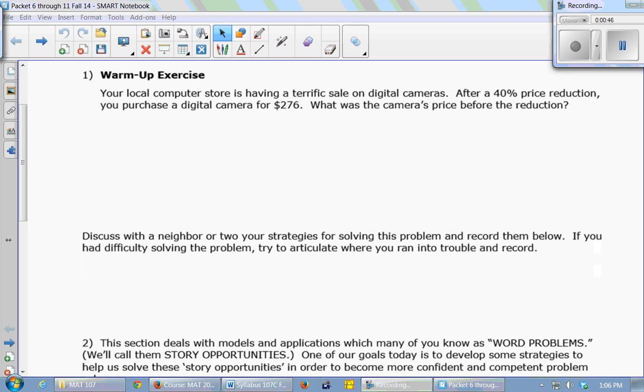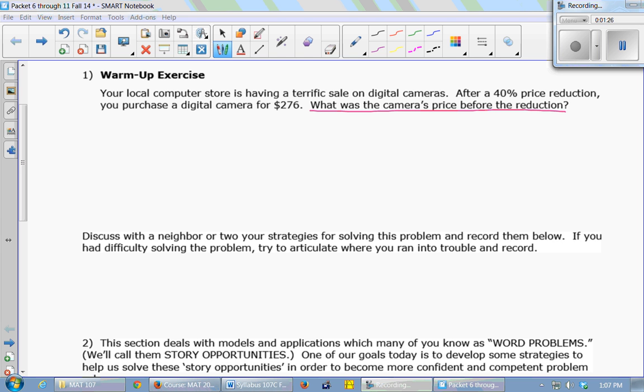Okay, I saw a couple of different approaches to this problem. All of them were excellent. So the key thing here that can confuse people is, what are you taking a percentage of, right? Are you taking a percentage of 276? No, because the percentage is of the original price. So before you start doing any kind of arithmetic, you should take a minute to define all of the things you're working with. And identify the question, right? What was the camera's price before the reduction?